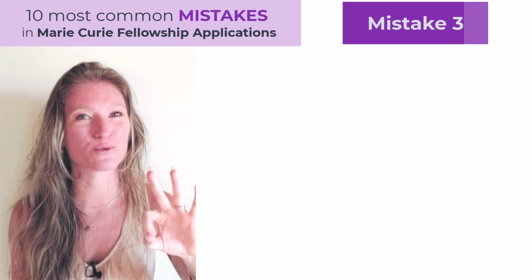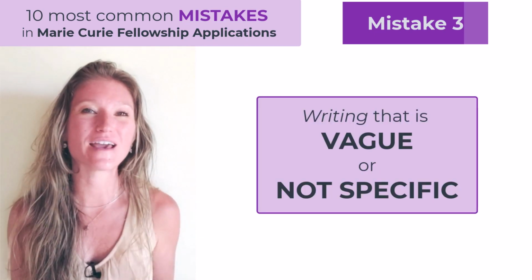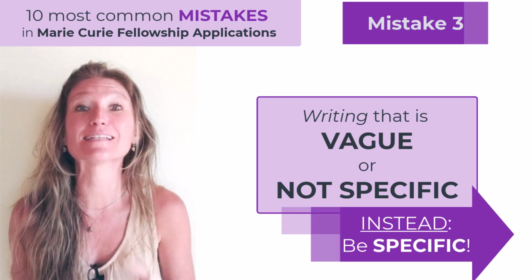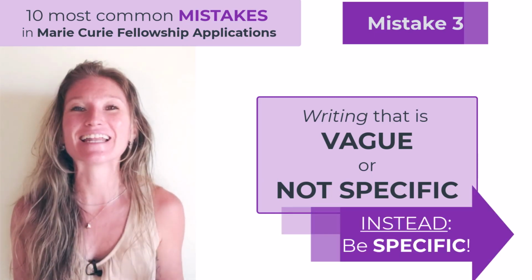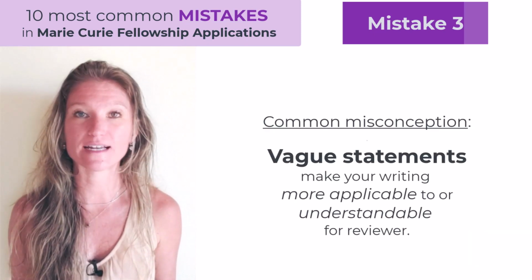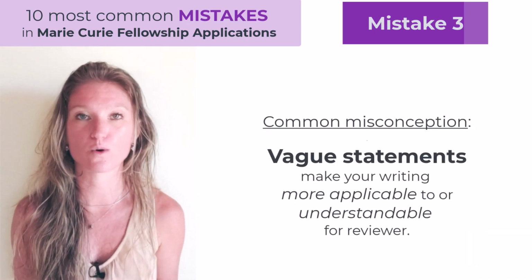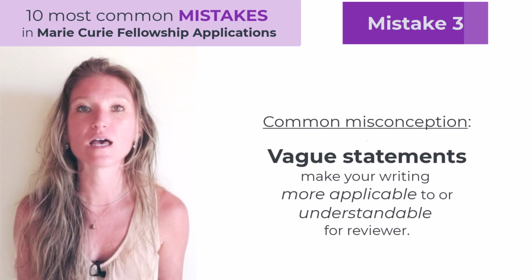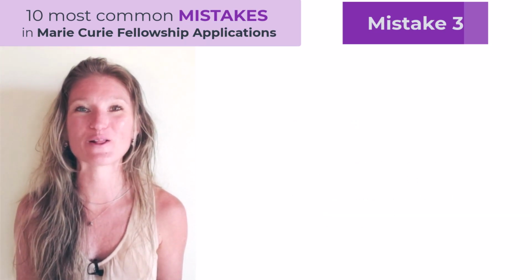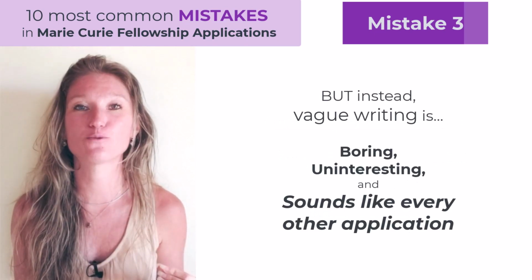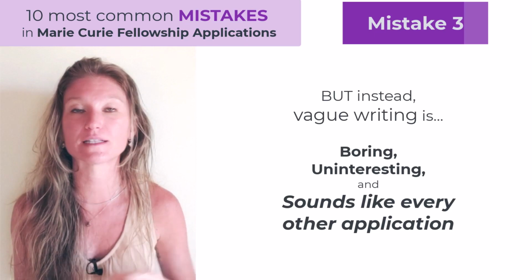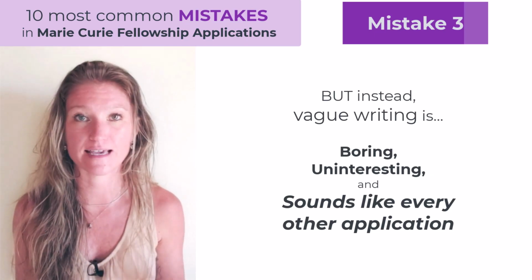Mistake number 3, writing that is vague or unspecific. What you want to do instead is be specific. It is a common misconception that vague writing is going to be more applicable or more understandable to more people. But especially in terms of things like your Marie Curie Fellowship application, vague writing is just boring, uninteresting, and is going to sound like every single other essay out there.